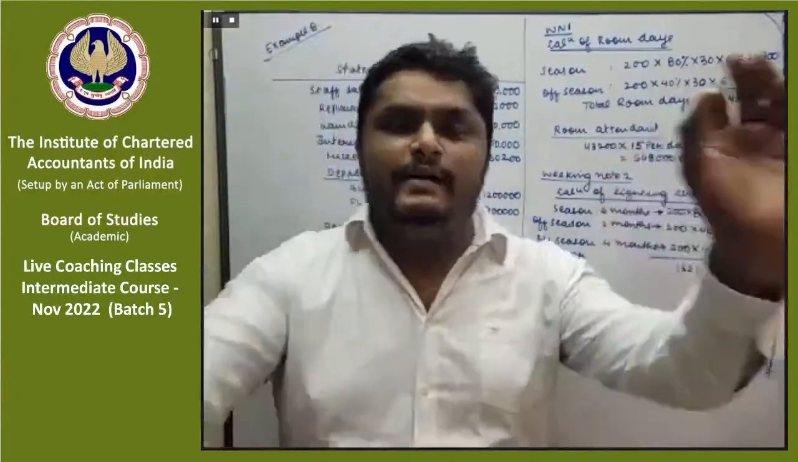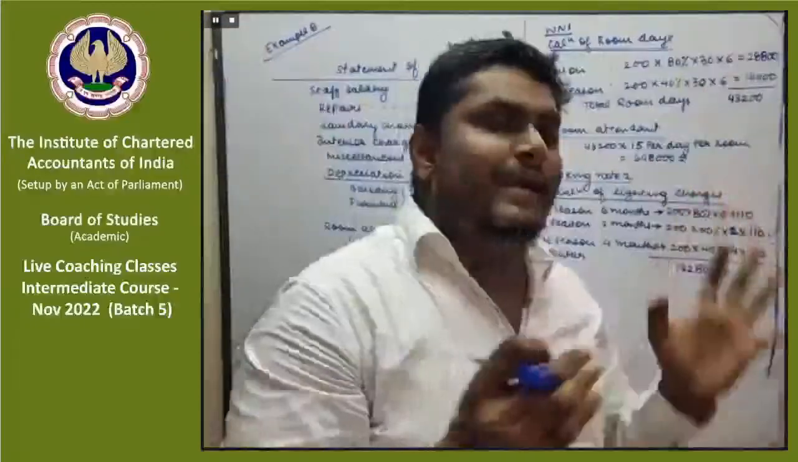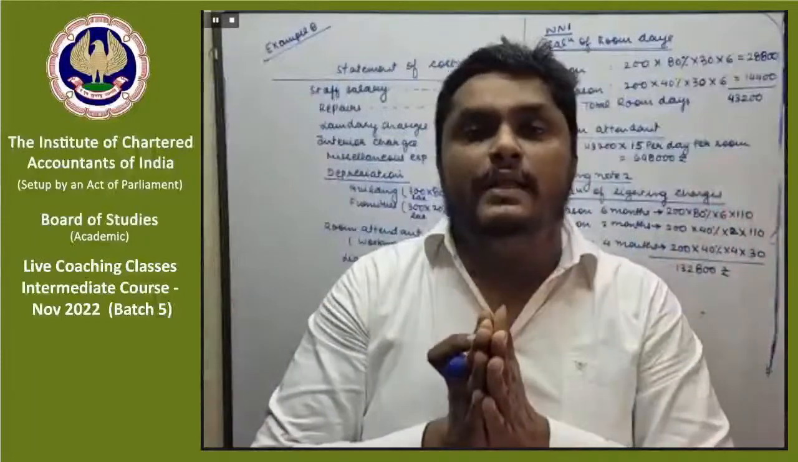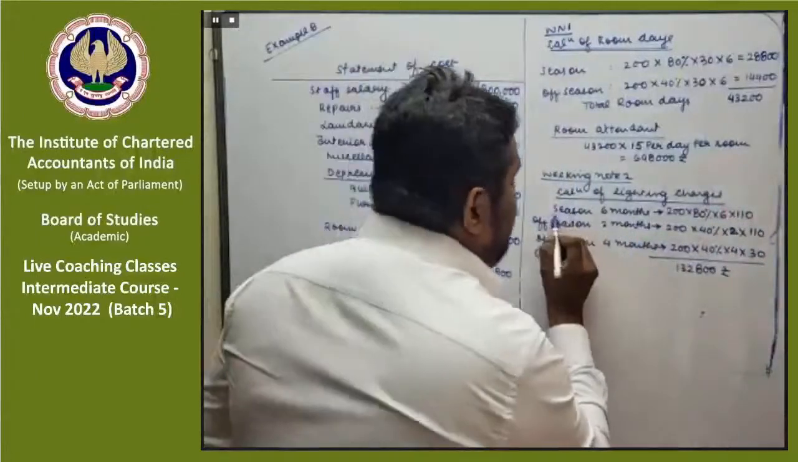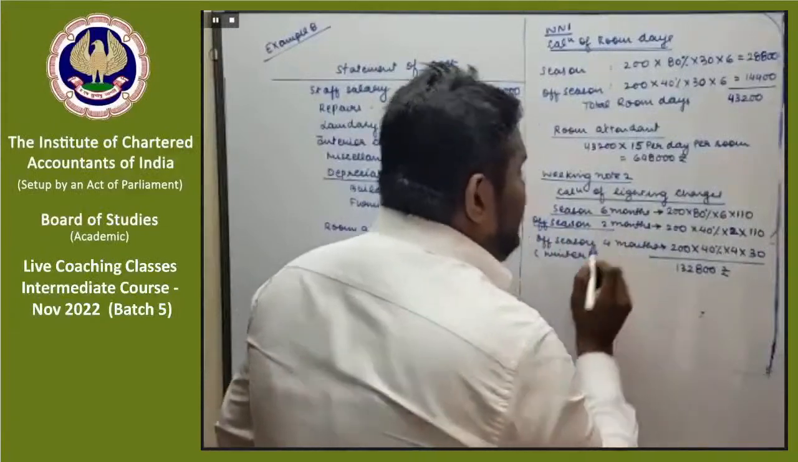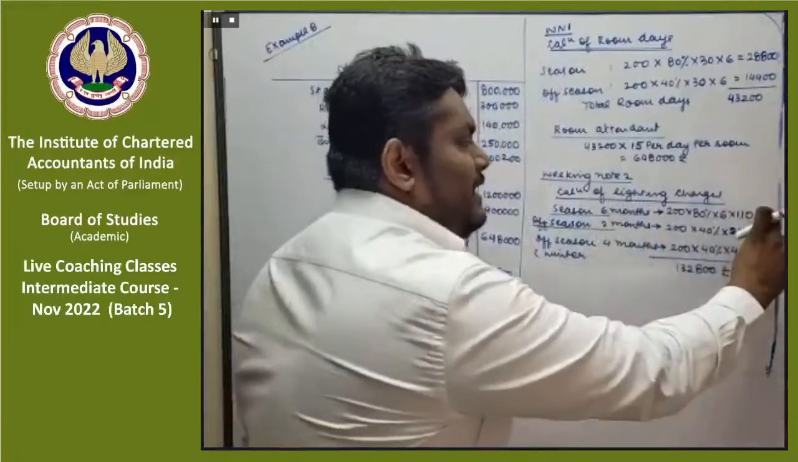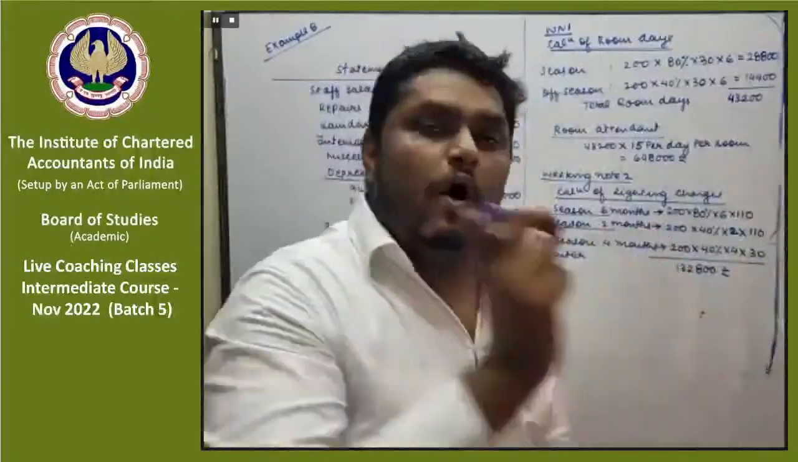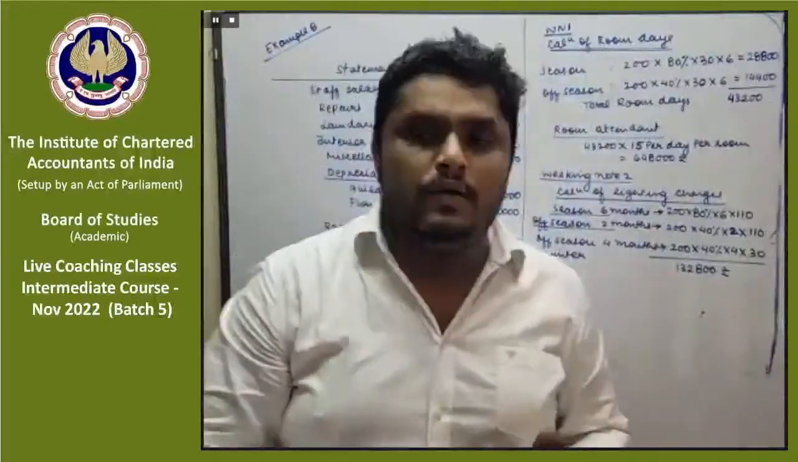I repeat again, the lighting charges for the 8 months is 110, and for the remaining 4 months it is rupees 30. Of this 8 months, 6 months is the season period and off season period is 2 months. So for 8 months, the lighting charges are 110, and for the remaining 4 months, that is in the off-season period, it is rupees 30 only. So this is how the calculation is made, guys.